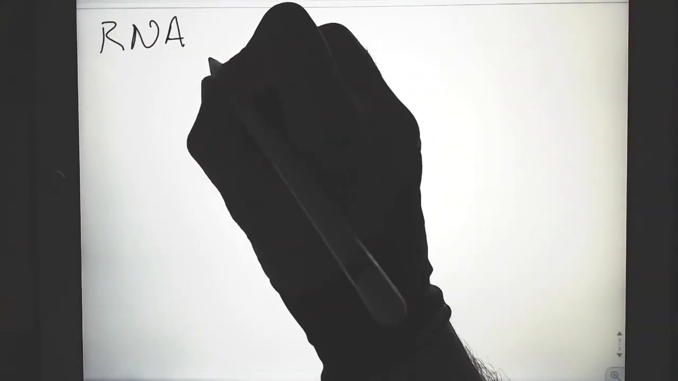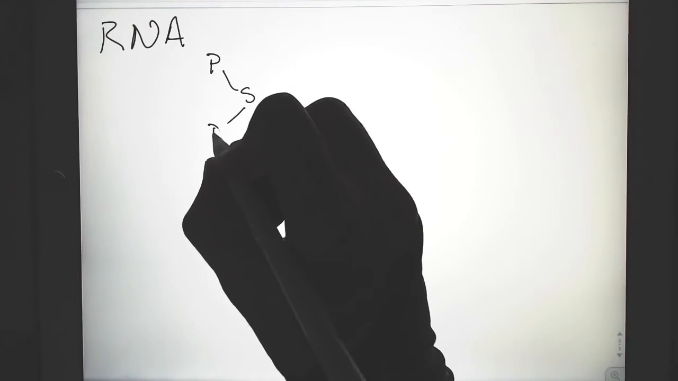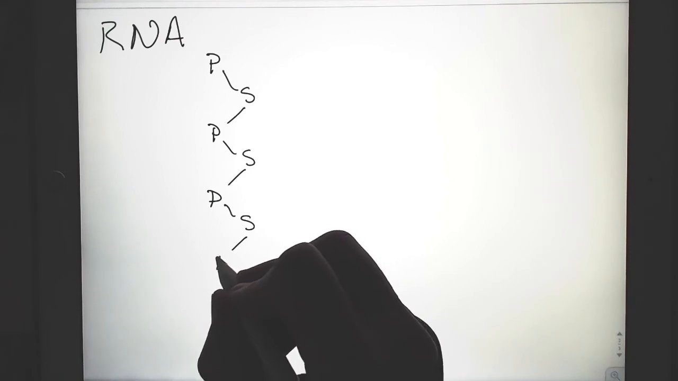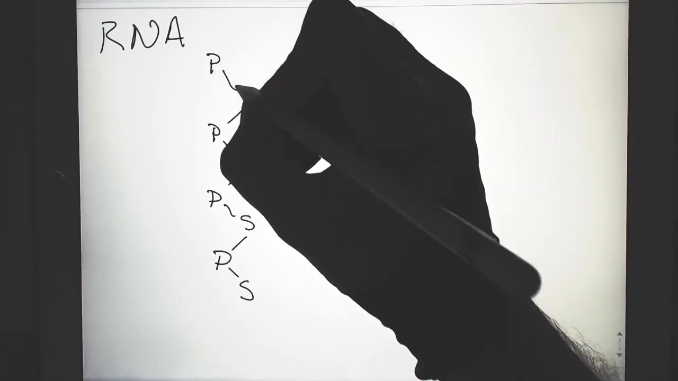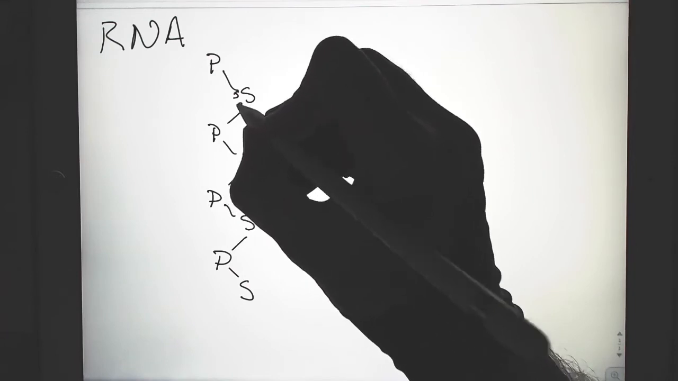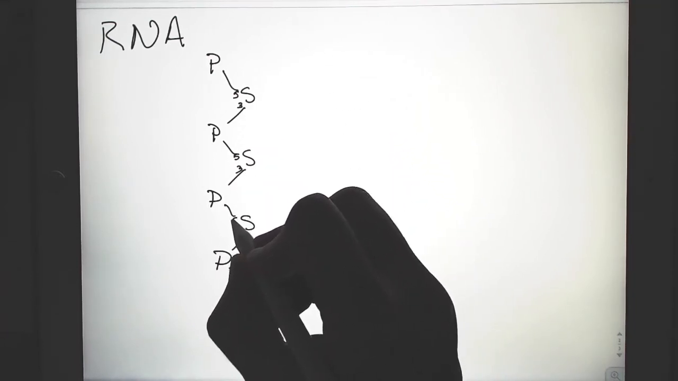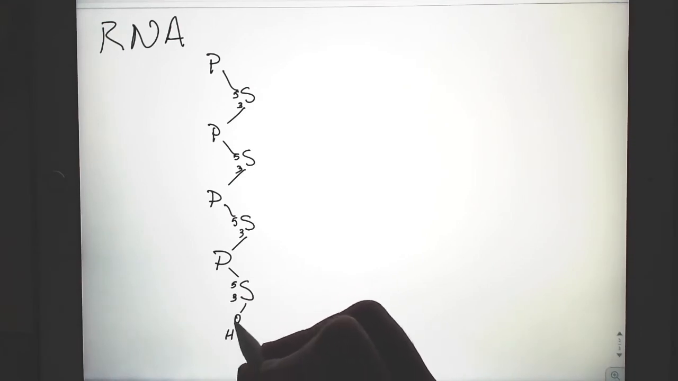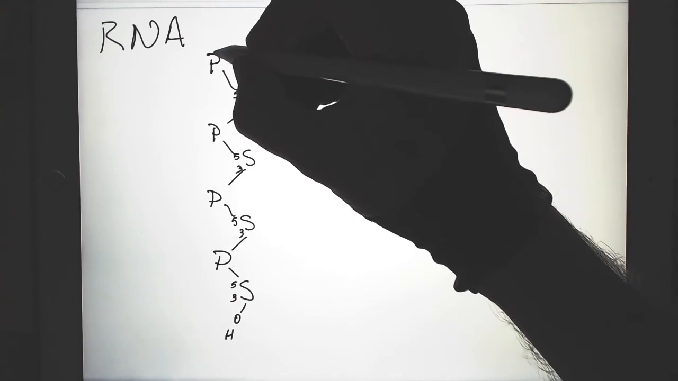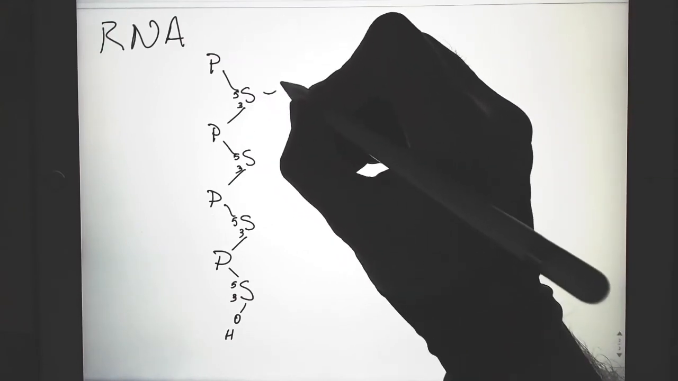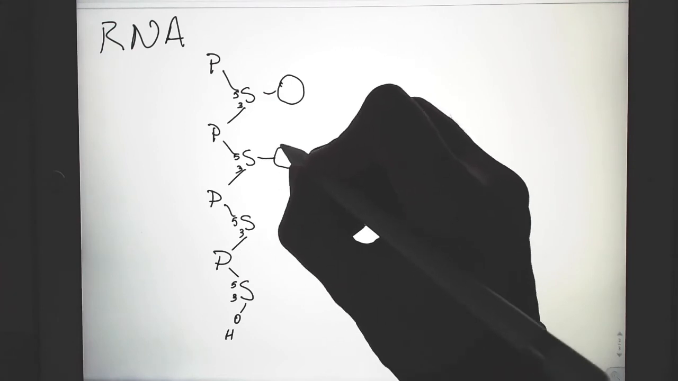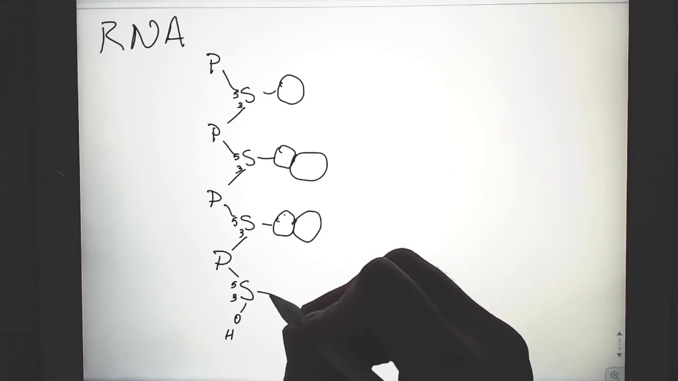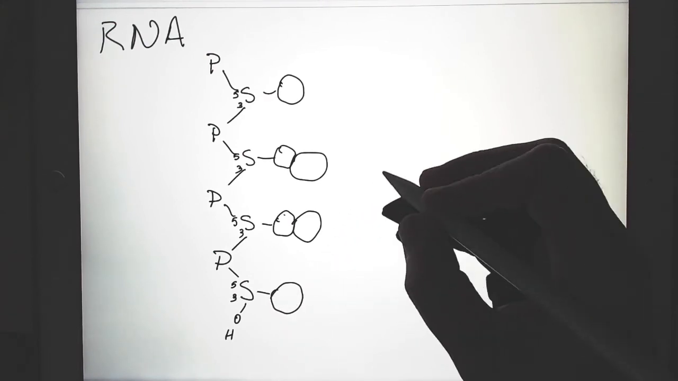RNA has the same structure: phosphate, sugar, phosphate, sugar, phosphate, sugar, phosphate, sugar. Again, 5 carbon 3, 5 carbon 3, 5, 3, 5, 3. If this was the end of the strand, there'd be an OH group on that 3 carbon. At this end, there's a phosphate on the 5 carbon. Again, either a single ring or a double ring. RNA forms double strands, but it also easily separates as double strands.